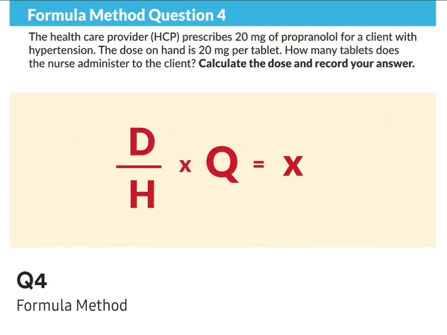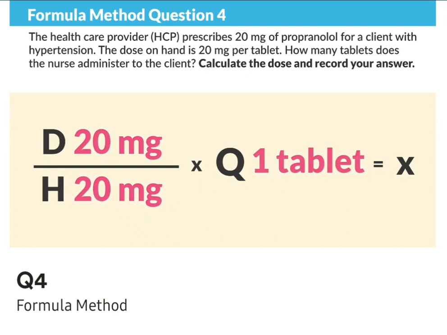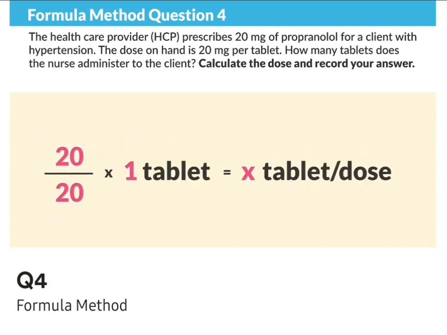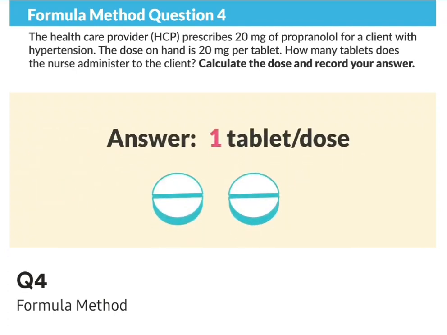So we're using the formula method here, D over H times the Q. So D for doctor's order, or basically dose prescribed. H is for what we have on hand. So D is 20 milligrams. H is also 20 milligrams, that's pretty simple, and the Q is the quantity. So this is a really simple question. 20 over 20 times 1. So our correct answer here is 1 tablet per dose.